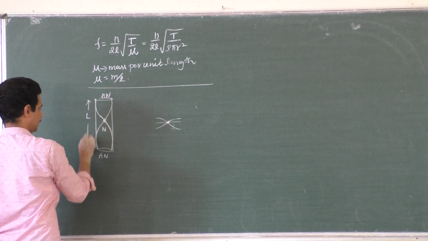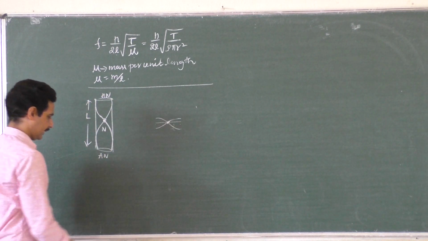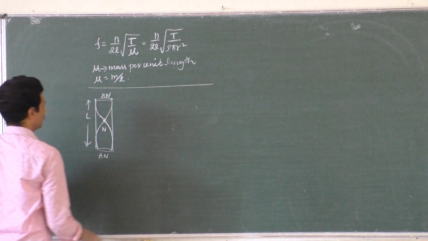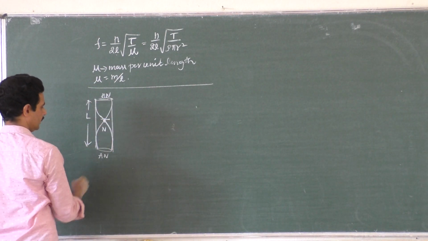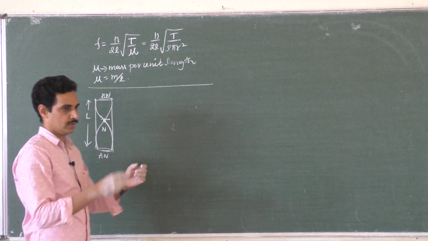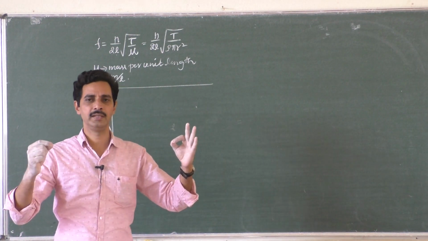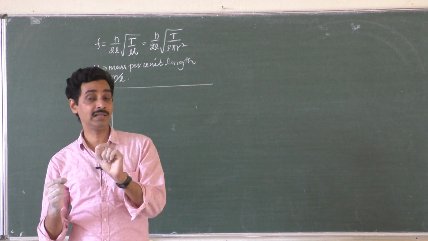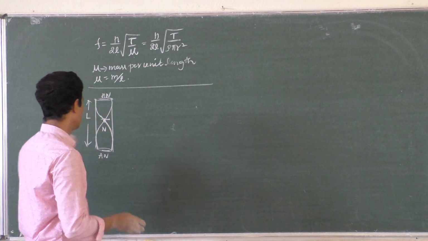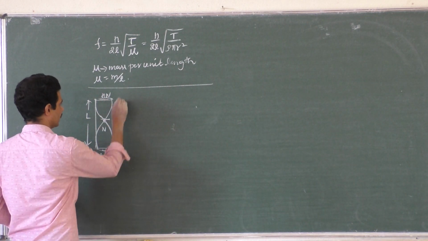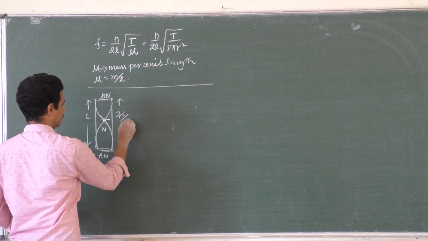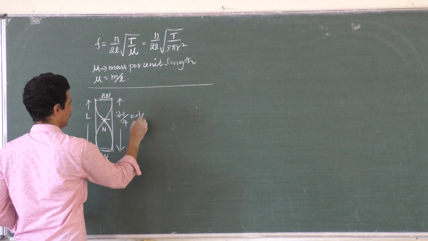What is the length of the pipe? Length of the pipe is how much? Lambda by 4, lambda by 4. You know that a node to node, lambda by 2. Node to antinode, lambda by 4. So lambda by 4, lambda by 4. What is this one? 2 lambda by 4, correct? What is this one? Lambda by 2.